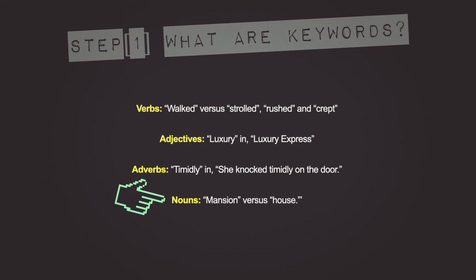Notice how I just picked out keywords to make inferences about what writers imply. Verbs: walked versus strolled, rushed, and crept. Adjectives: luxury in luxury express. Adverbs: timidly in "she knocked timidly on the door." Nouns: mansion versus house. Looking for keywords and other useful information is how we select quotes and make inferences. So let's go back to our exam question and apply what we have just learned.